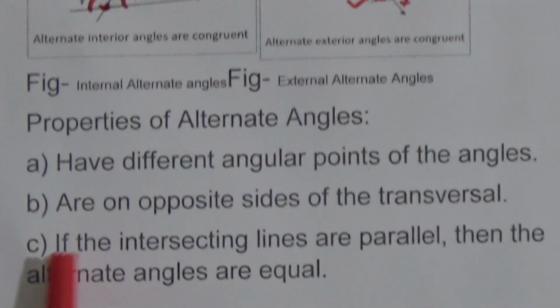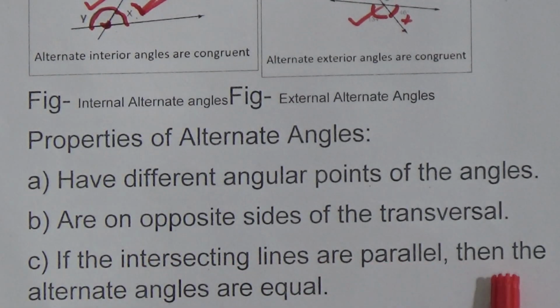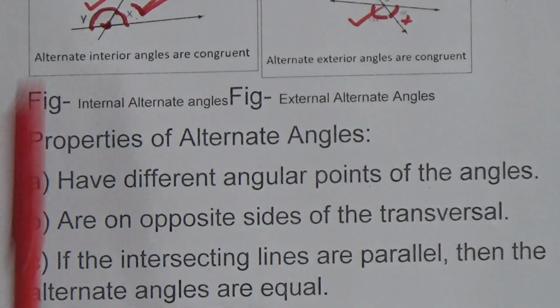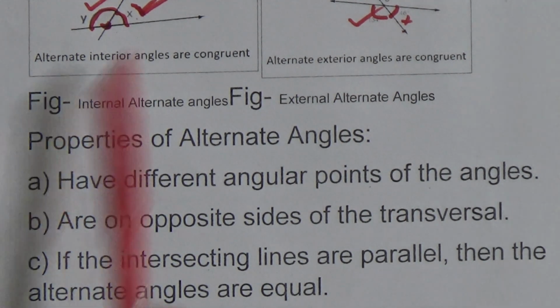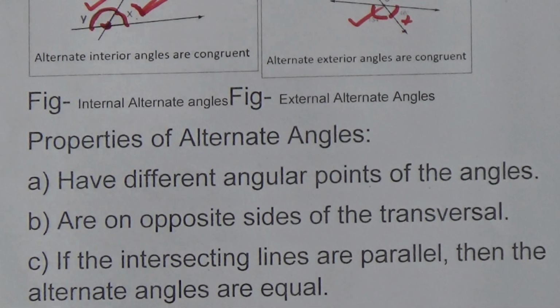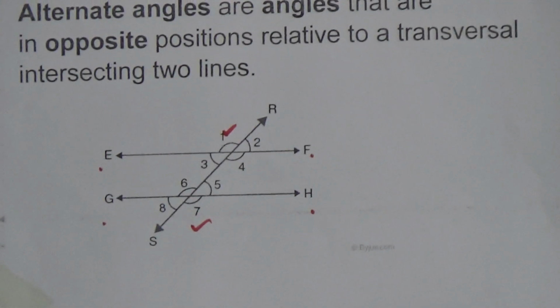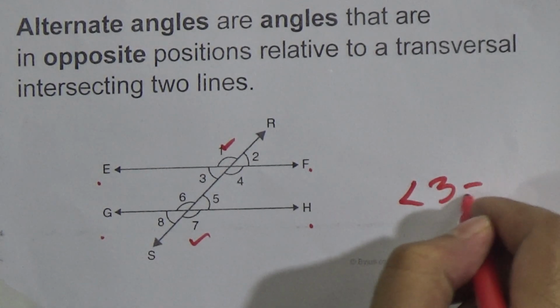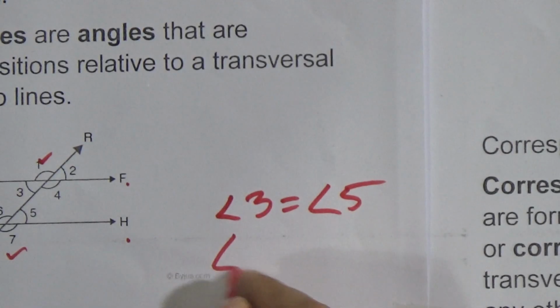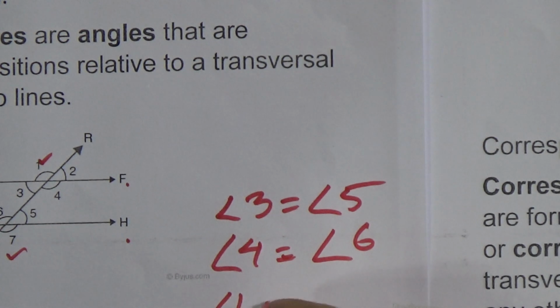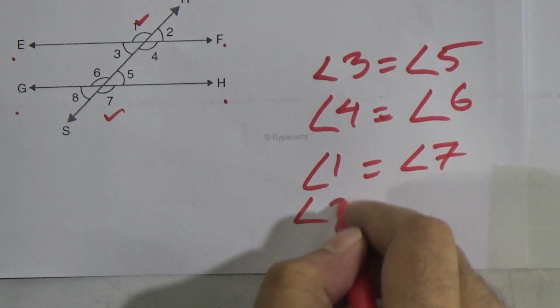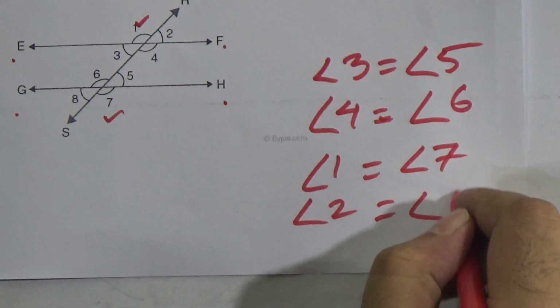Now the next property: if the intersecting lines are parallel, then the alternate angles are equal. If these two lines are parallel, then the alternate angles are equal. So we can say from the first figure, the alternate angle of 3 is 5. So angle 3 is equal to angle 5, angle 4 is equal to angle 6, angle 1 is equal to angle 7, angle 2 is equal to angle 8.